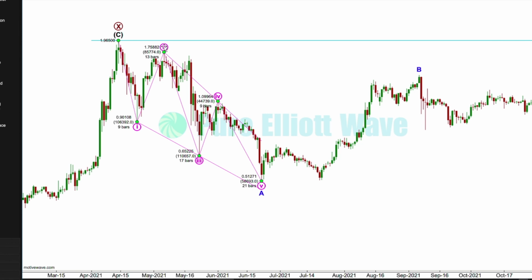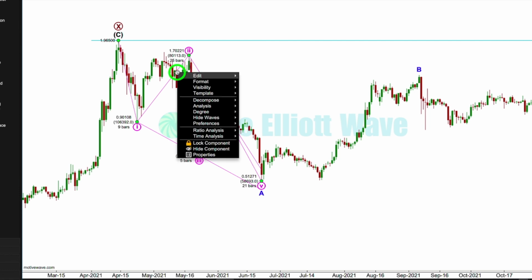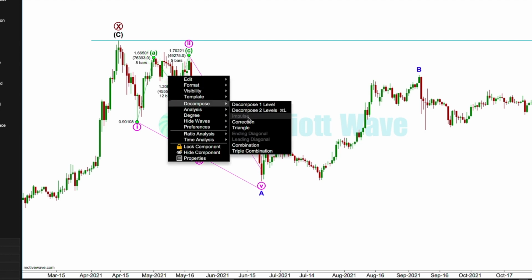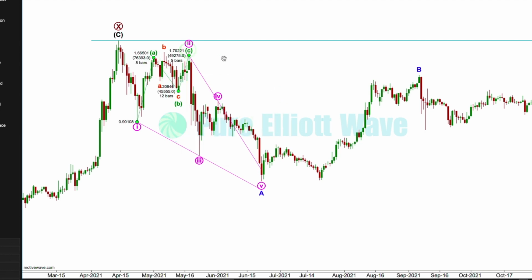I don't want to put the end of 2 here, because then it'd have a truncated C. Oh, actually not necessarily, because it could be B is an expanded flat in here. And now minuette C does move beyond the end of A. There's no truncation. 3 looks like a zigzag, 1 looks like a zigzag, 5 looks like a zigzag, but the trend lines aren't adhered to. That doesn't look right. Okay, this meets all Elliott wave rules, but it doesn't have the right look. So the probability is reduced. I don't like the look of that at all.